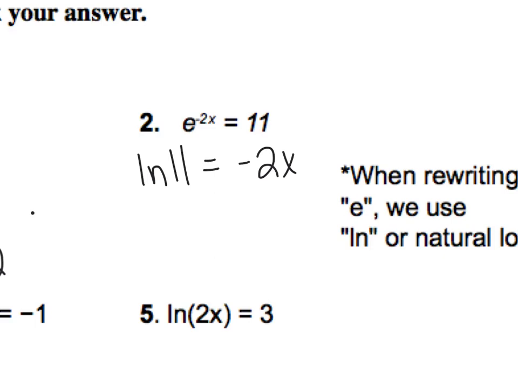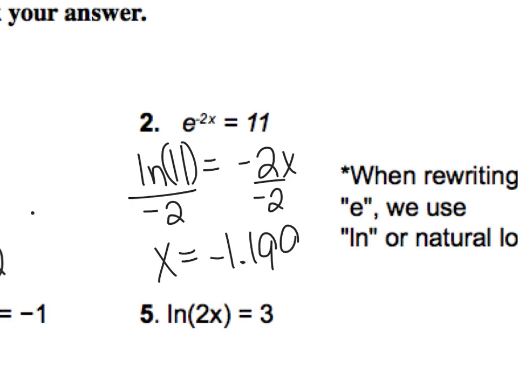We don't want negative 2x, we want x. So we're going to divide both sides by negative 2. And again, I've said this bunches of times, we need to make sure that that 11, when you're taking the natural log, stays in the parentheses before you divide by negative 2, and we should get that x equals negative 1.199.